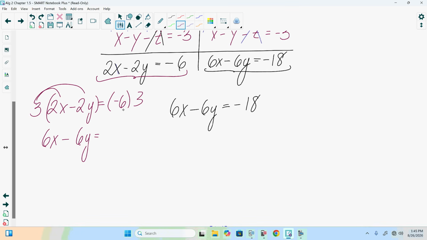How come we didn't change anything to the one on the right? We're wanting to get the values to be the same, yes? So multiplying the left one by 3 gets that y to 6y. Now the only time we would need to multiply both equations is if I cannot get one to match up by itself.